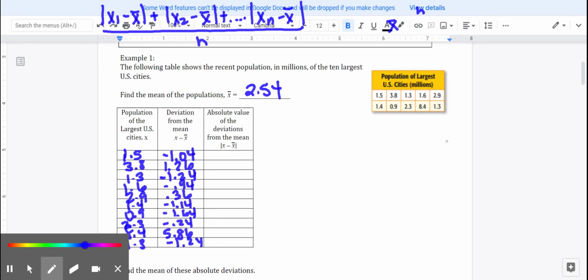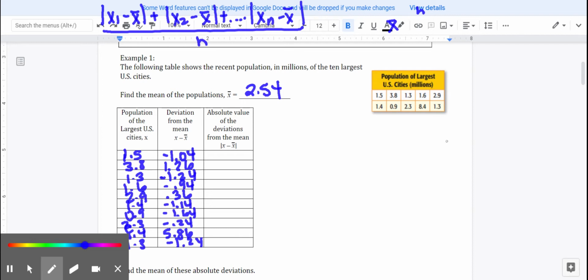All right, now that you've done all your subtractions, hopefully you got these values. Remember, if the x value is lower than the mean, when I subtract it should be negative. If my x value is higher than the mean, when I subtract it should be positive. Now we're going to fill in this last column, and it's finding the absolute value of the deviations. So remember, this is called mean absolute deviation. We found the mean, we found the deviations. Now we need to take the absolute value of these deviations, and then finally we'll find the mean again.